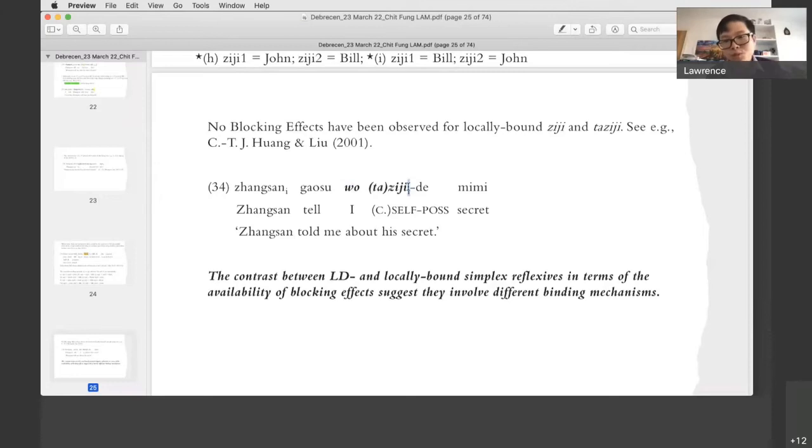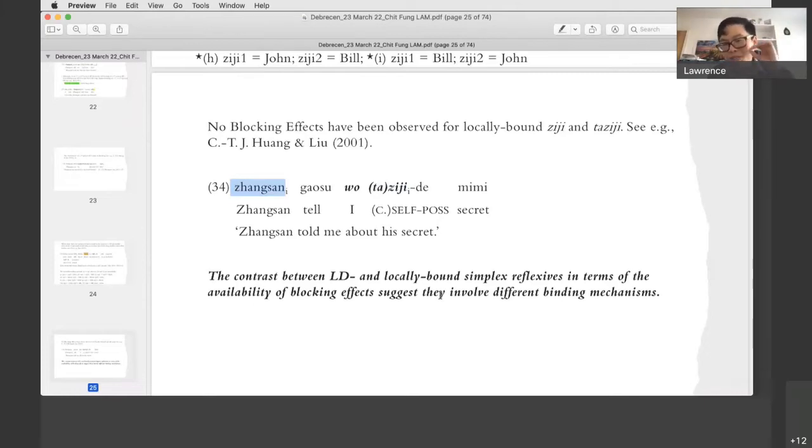We have to use, for example, just a personal pronoun like his. In Chinese, we can use another personal pronoun, but not a reflexive, if blocking effects did happen. But the fact is, blocking effects don't happen, and that's why we can still co-refer with the subject as normal. So what we see is that there is a contrast between long distance and locally bound reflexives in terms of the availability of blocking effects.